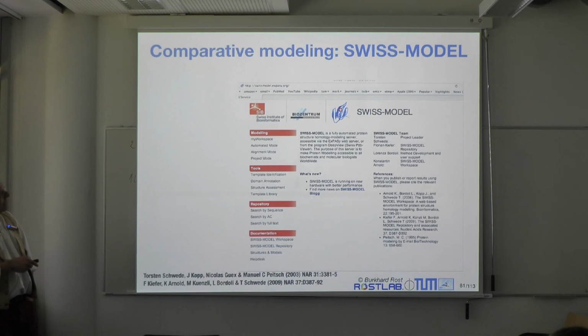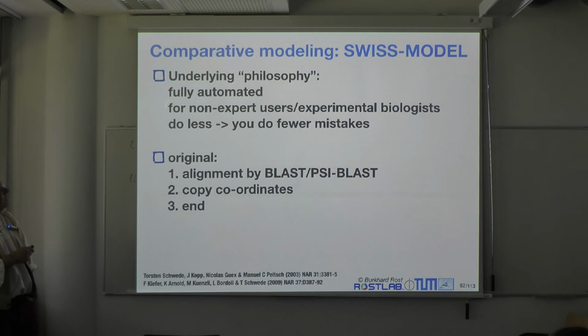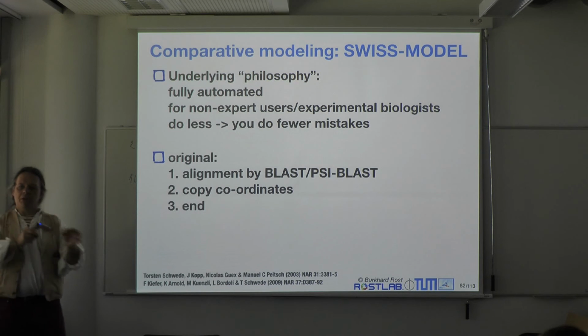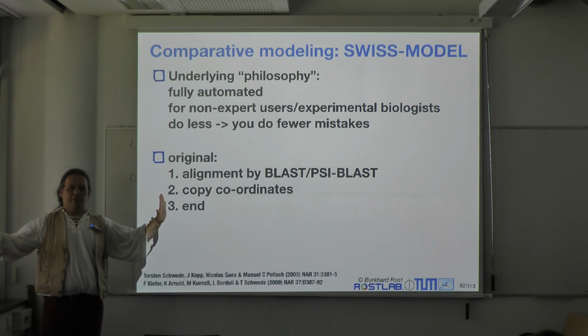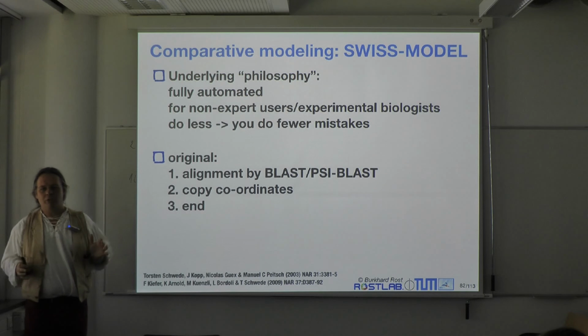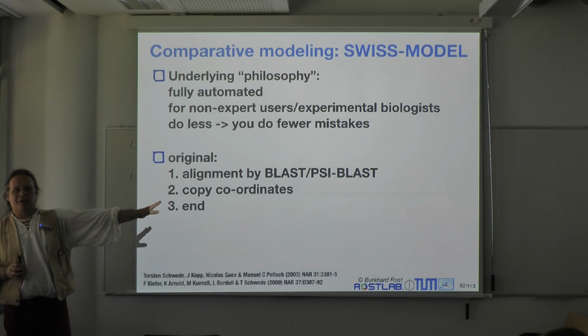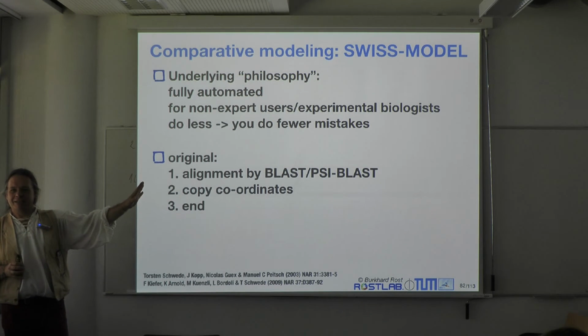The initial idea, here's the website, the underlying philosophy of Swiss Model, was to have something that is fully automated, that is for non-experts. And then Manuel had this idea: the less you do, the fewer mistakes you make. So what that actually entails is, you just copy the coordinates, job done. There will be positions where you have clashes, leave it to the user to find out they exist.